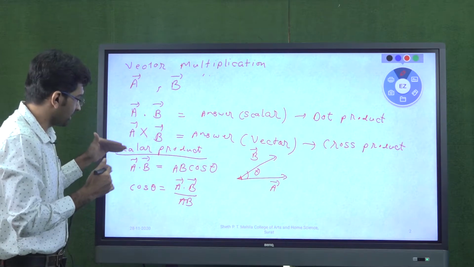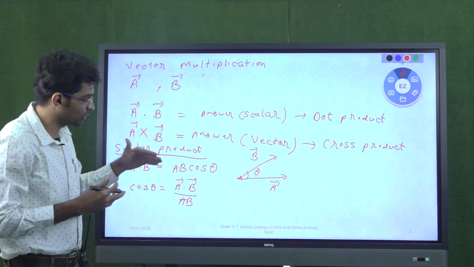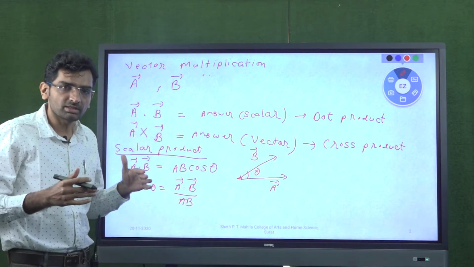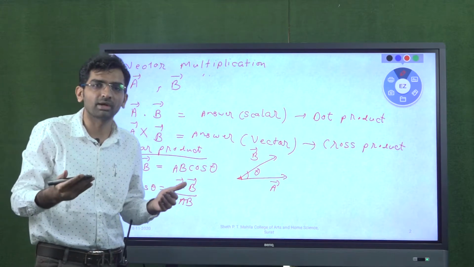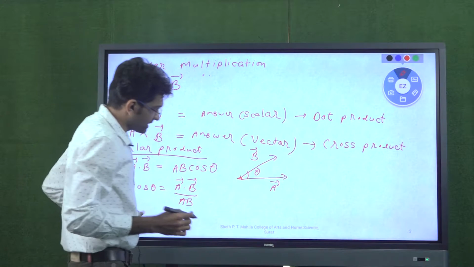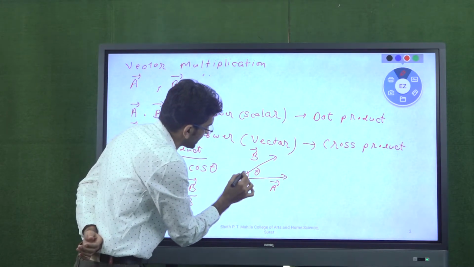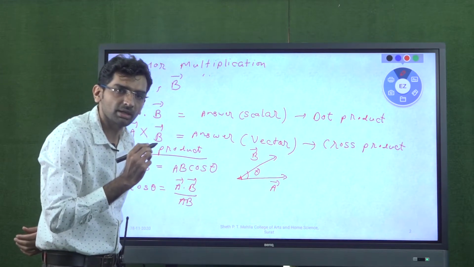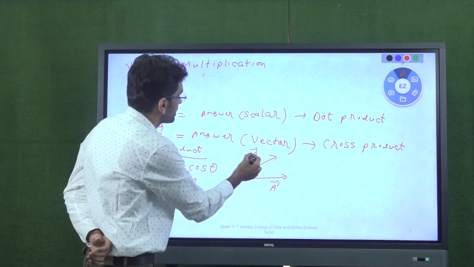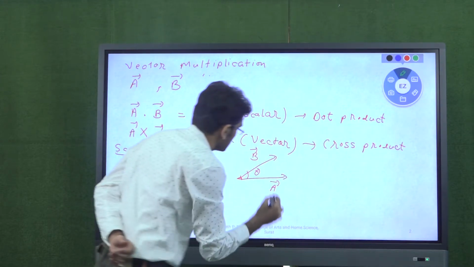Another useful significance that I want to show you is that this scalar product is basically the projection of one vector on another vector. Let's see how. Let's say I have vector A and vector B. The angle between vector A and vector B is theta. If I take the projection of B on the vector A, then what will it be?